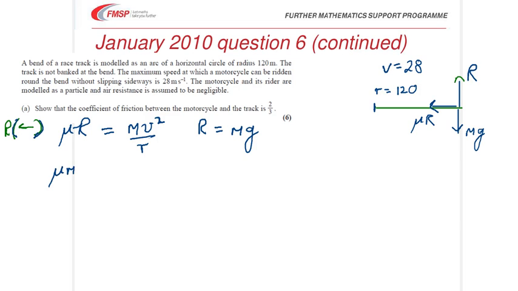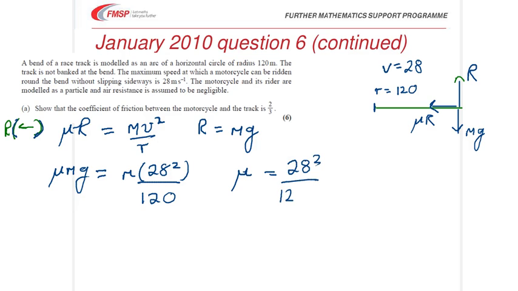Mu times mg is equal to m times 28 squared over 120. The m's cancel, and mu works out to be, well, they want us to show it comes to 2/3, so hopefully it will. 28 squared over 120 times 9.8. And it works out, yes, check that, it comes to 2/3 as required. Right, 28 squared over 120g. So we've shown the coefficient of friction. 6 marks for that, that's quite generous.